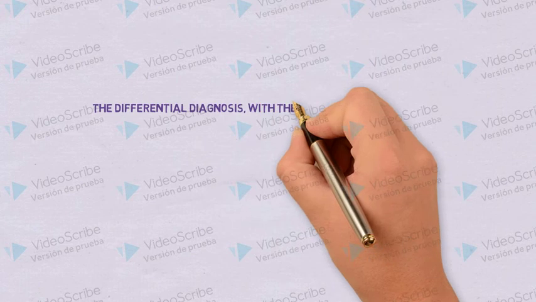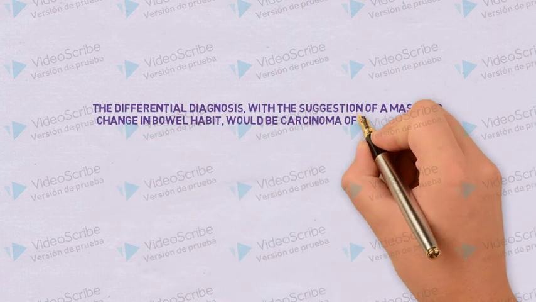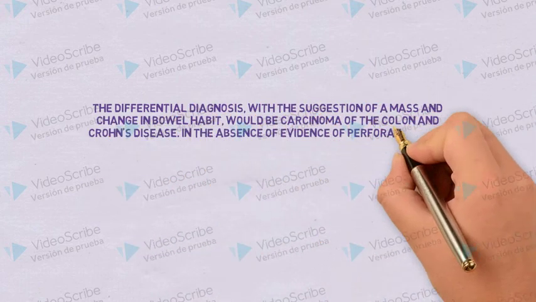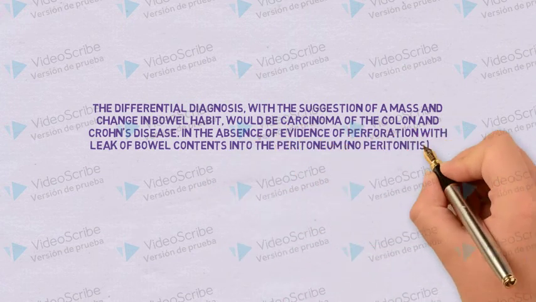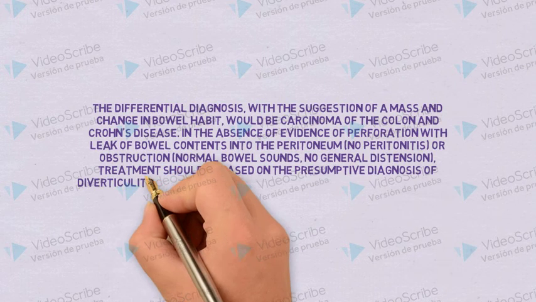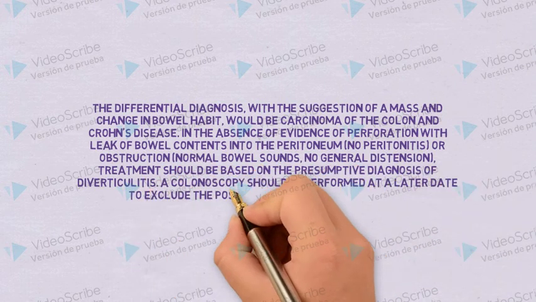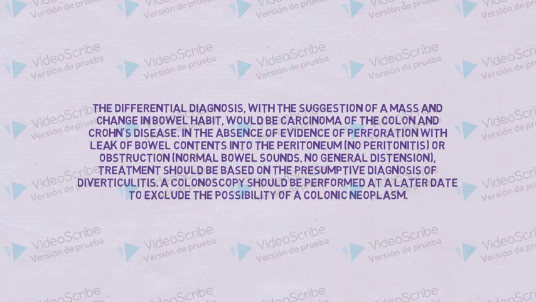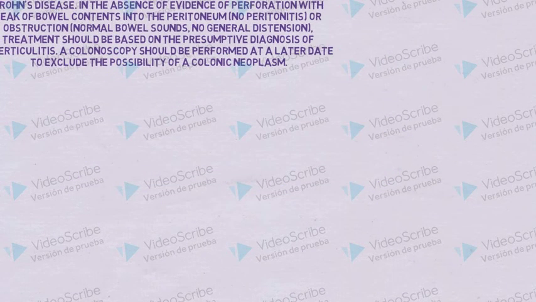The differential diagnosis, with the suggestion of a mass and change in the bowel habit, would be carcinoma of the colon or Crohn's disease. In the absence of evidence of perforation, with leak of bowel contents in the peritoneum, or obstruction, treatment should be based on a presumptive diagnosis of diverticulitis. A colonoscopy should be performed at a later date to exclude the possibility of a colonic neoplasm.